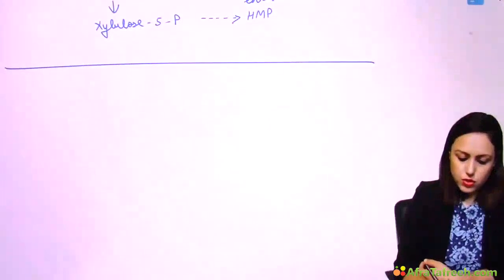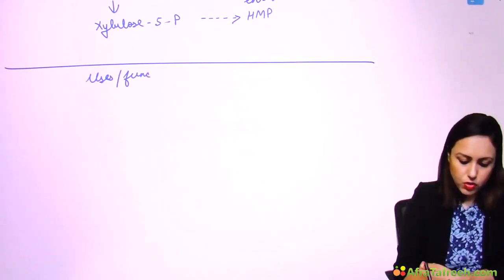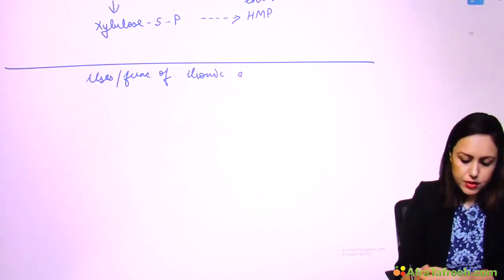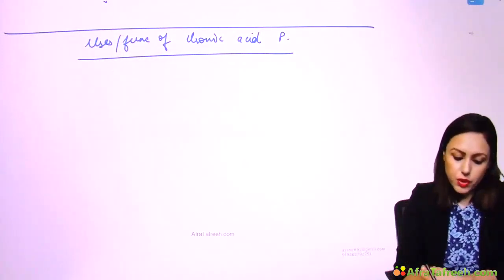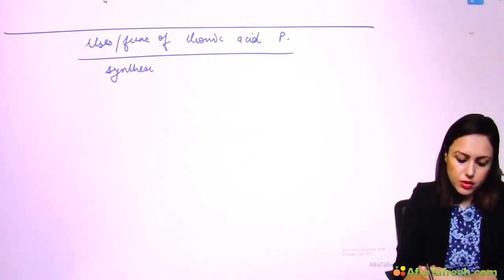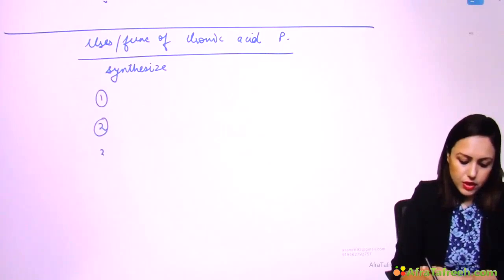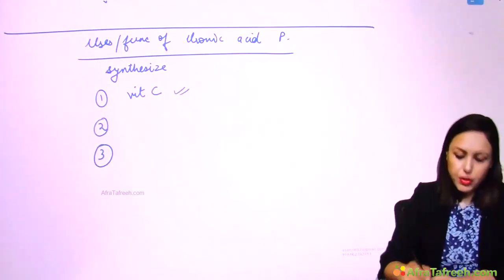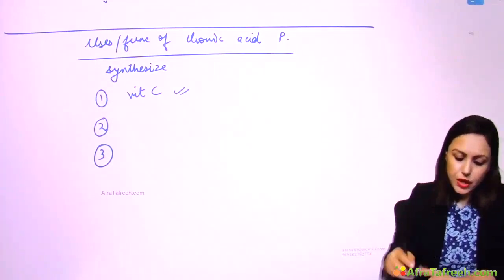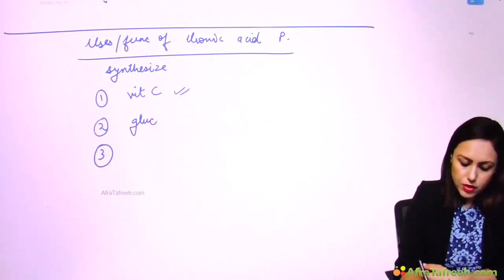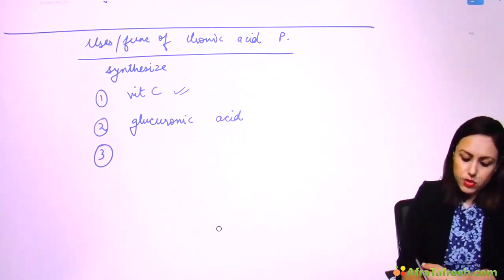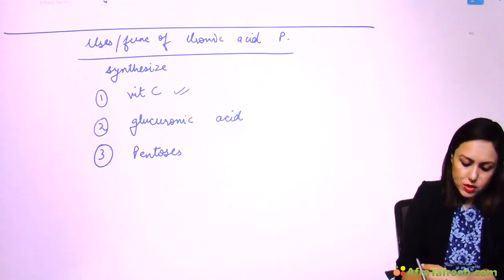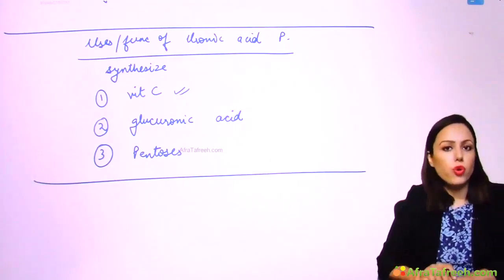Let's see the uses or functions of uronic acid pathway. Why does uronic acid pathway occur in cells? Because this pathway synthesizes 3 things. One is it synthesizes vitamin C, but this synthesis does not occur in humans. Then it will synthesize glucuronic acid. I told you this glucuronic acid is required at so many places in the body. Then it is also making pentoses. So these are the 3 uses of uronic acid pathway.